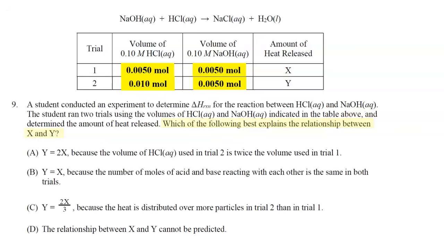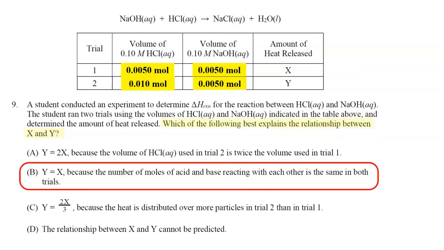So now the correct answer to question 9 is choice B. It says, which of the following best explains the relationship between X and Y, or the amount of heat released? And the answer is choice B. Those two values are the same because the number of moles of acid and base reacting with each other is the same in both trials. Again, it has to do with the fact that sodium hydroxide is the limiting reactant in trial 2.